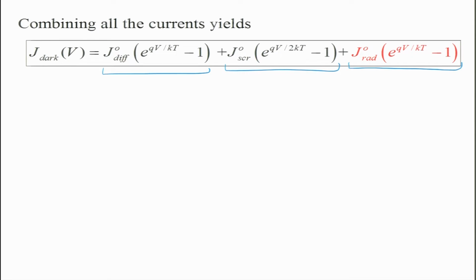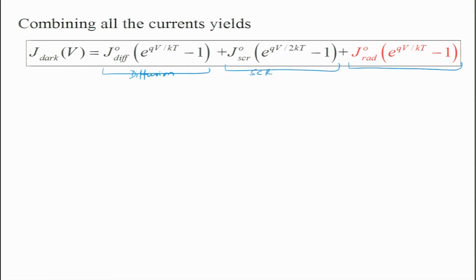Radiative recombination is present in all semiconductors. As a result, especially in direct band gap semiconductors, radiative recombination is very prominent. So, another term is added ad hoc, whose dependence goes as exponential of qV by kT minus 1. So, there are three components of dark current. One is the diffusion current, which we took for the similar p-n junction analysis.